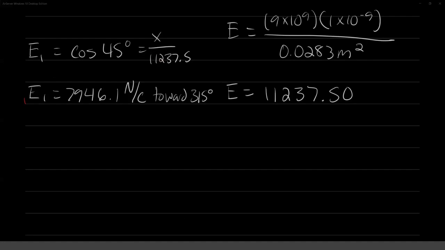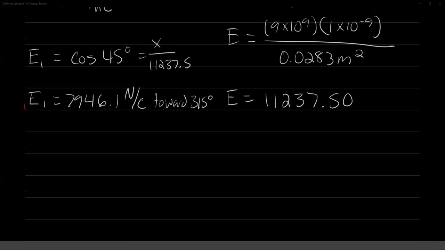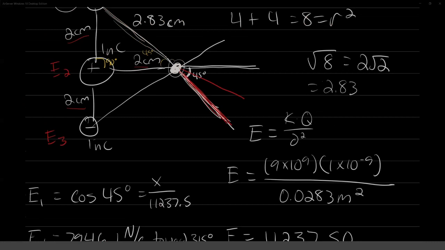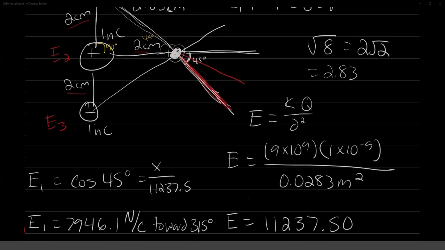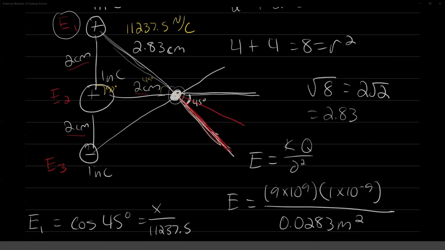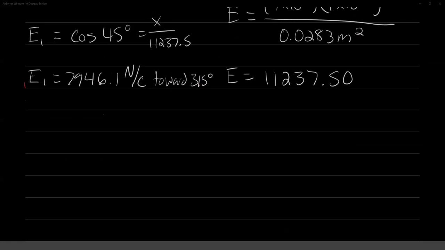Okay, let's think about the second one now. This one should be a little bit easier, right? It's just pushing it straight toward the right. There's no angles going on, and it's just pushing it with 1 nanocoulomb. And the distance is just going to be this 2 centimeters. So we can plug that stuff into our equation.